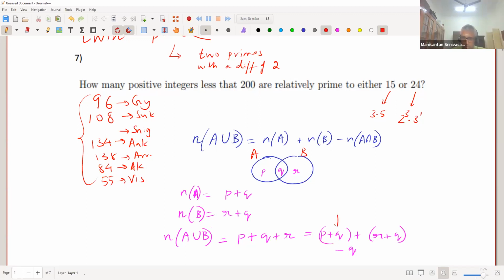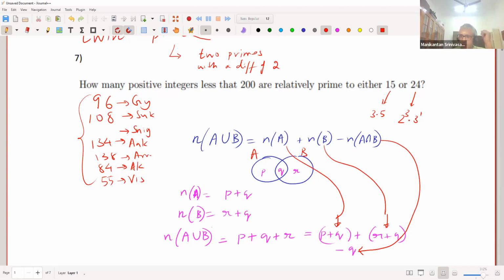P plus Q is the number of elements in A. R plus Q is the number of elements in B. So this is this, this is this. And the subtraction that's done is the common one, right? Whatever is common is getting double counted. Therefore, we subtract. So the number of elements in A intersection B needs to be subtracted.